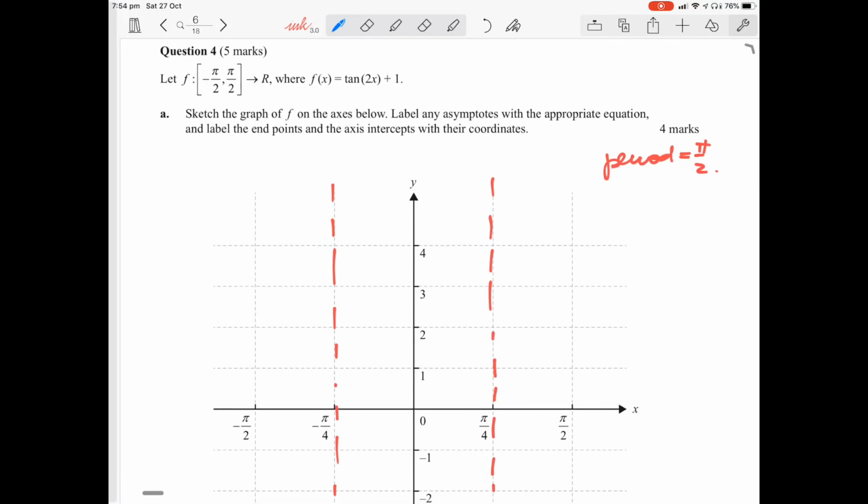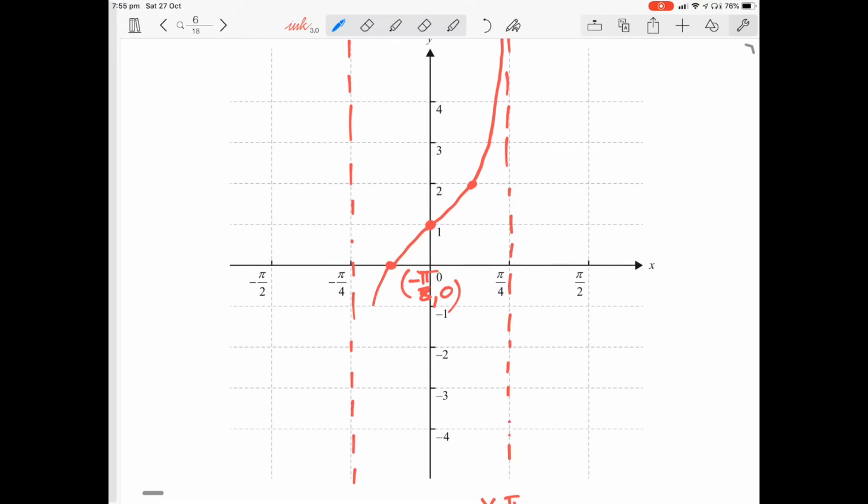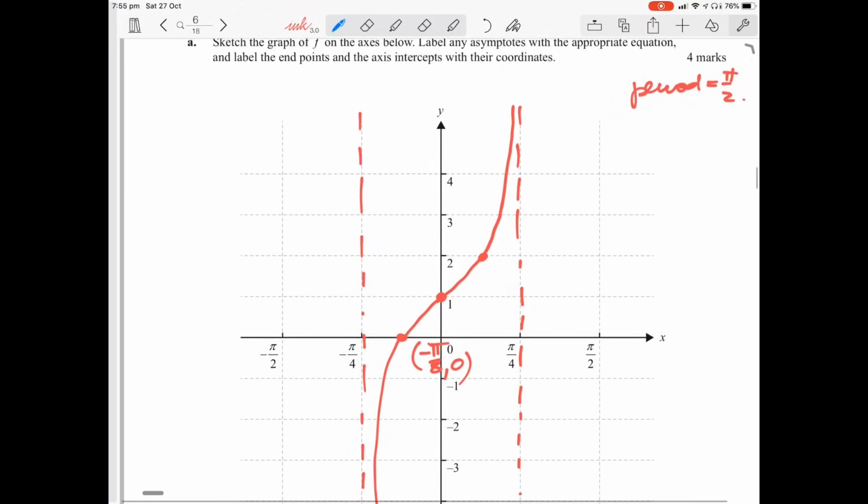Okay, usually it would intersect at the halfway mark. However, it's been translated up one, so it's going to go through there. There's no dilation factor, so if we move across the halfway mark, it's got to go through 2. And it's got to go through negative pi on 8, 0. That's what it's going to look like.